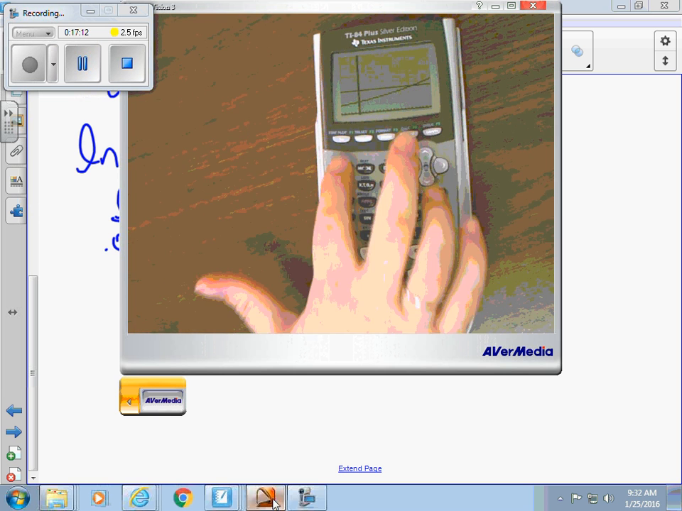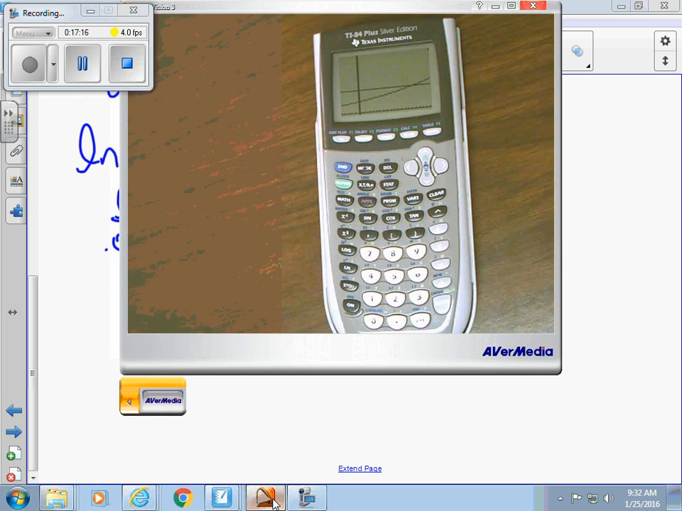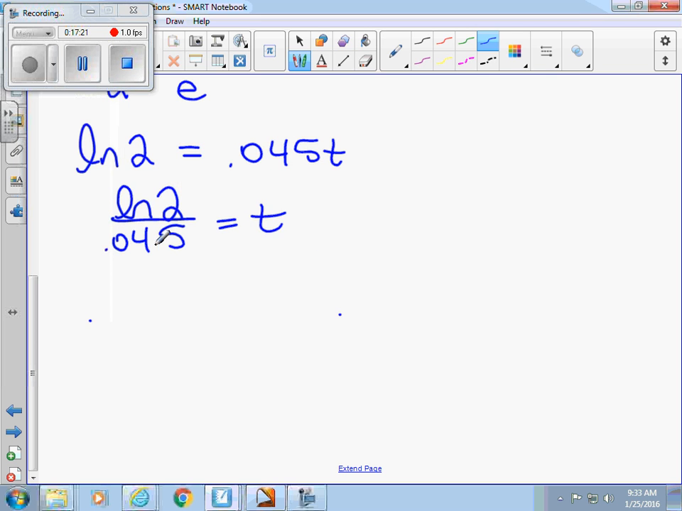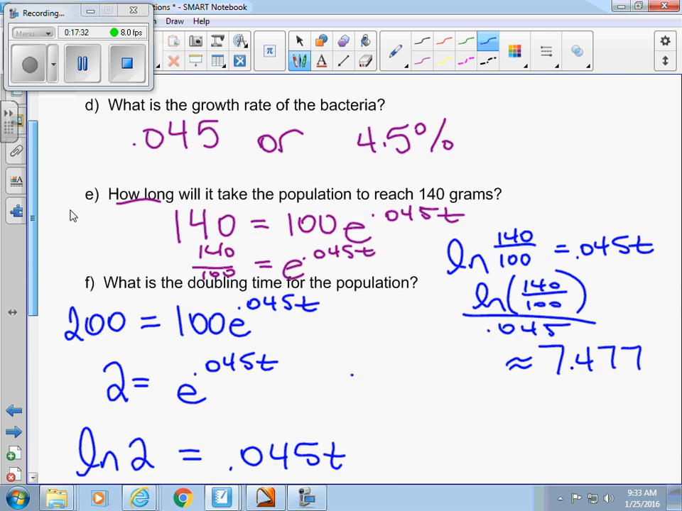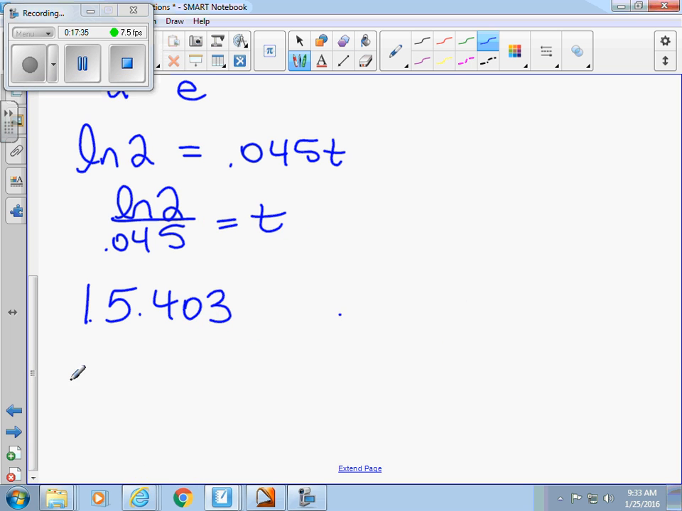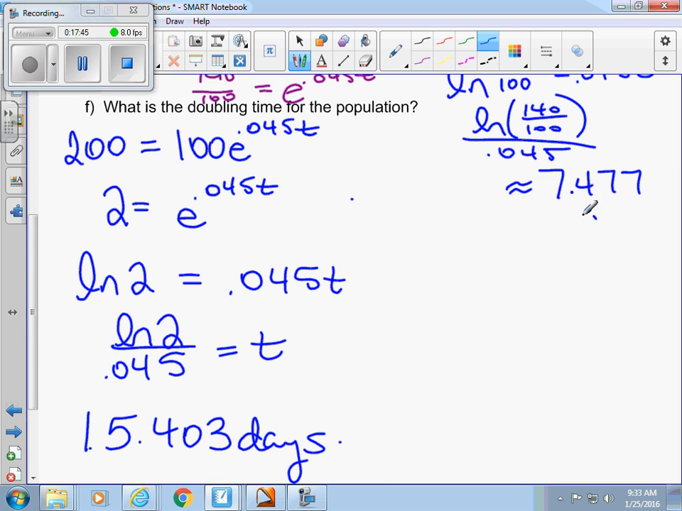And then second, trace 5, push enter 3 times. I get 15.4. That's the same thing you would get if you did natural log of 2 divided by 0.045, I hope. 15.403. I think our time was in years. Days. So it takes 15.403 days for our population to double. The other question was 7.477 days. Any questions about that? Good.